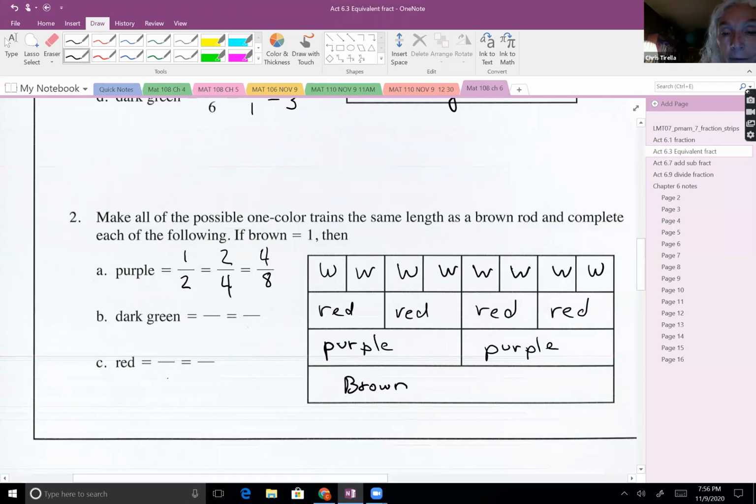Going to skip down to the red. It would take 4 red to make my brown. And so wouldn't each red be 1/4? Or if I combined it to that upper row with the whites, wouldn't it be 2 of 8?